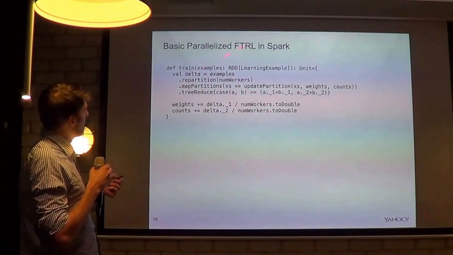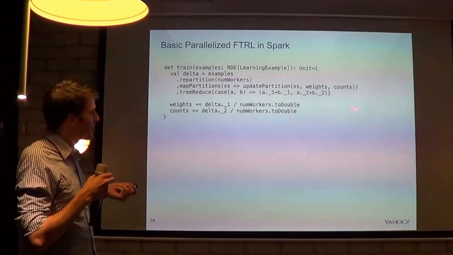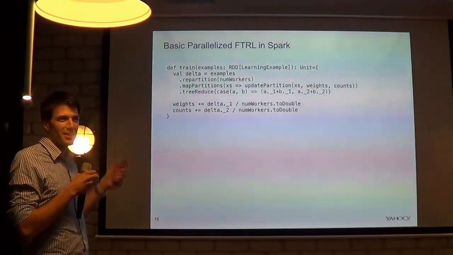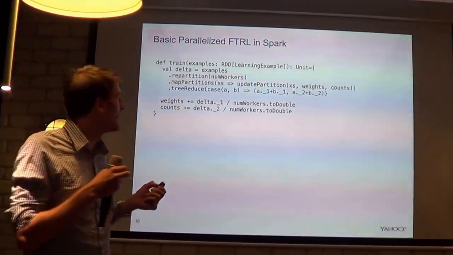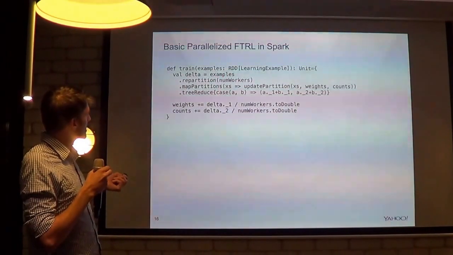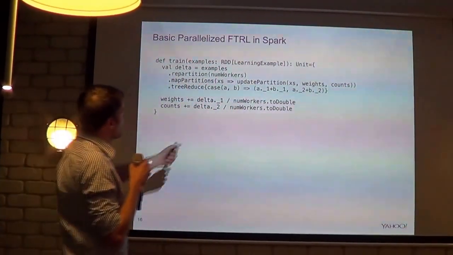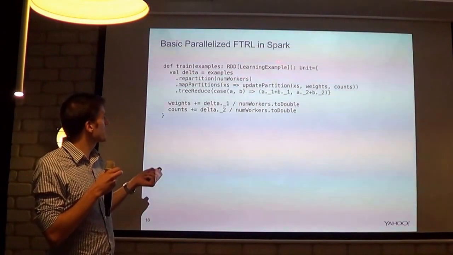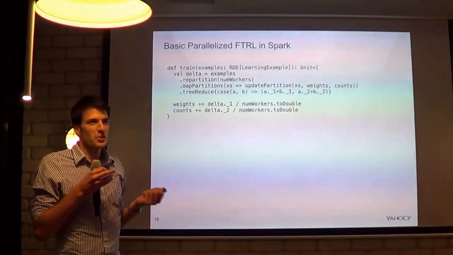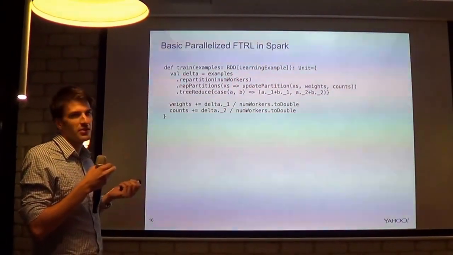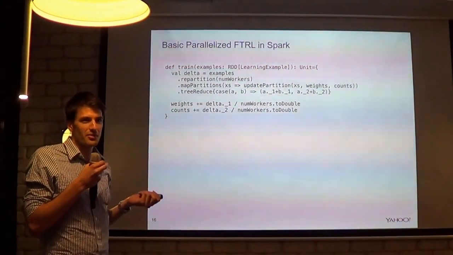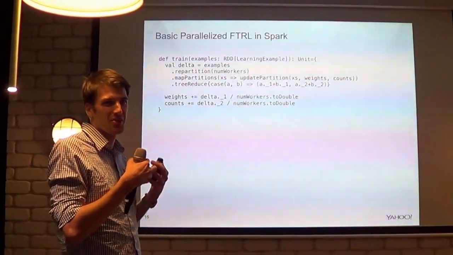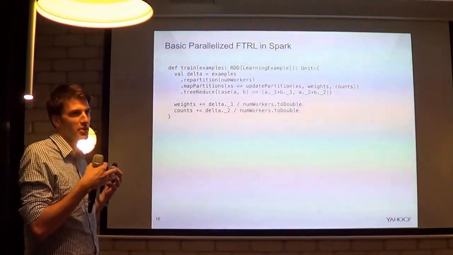Let's say we have an RDD of learning examples. A learning example you can think of as a vector plus a label. That's pretty much it. Let's say we also have a variable number of workers, which controls the parallelism. Initially, this RDD might be stored on 300 machines, but for the parallelism of the actual learning, you might only want 10. Essentially, the smaller the parallelism, the more accurate the learning is going to be, because you're going to introduce some approximations in the learning.